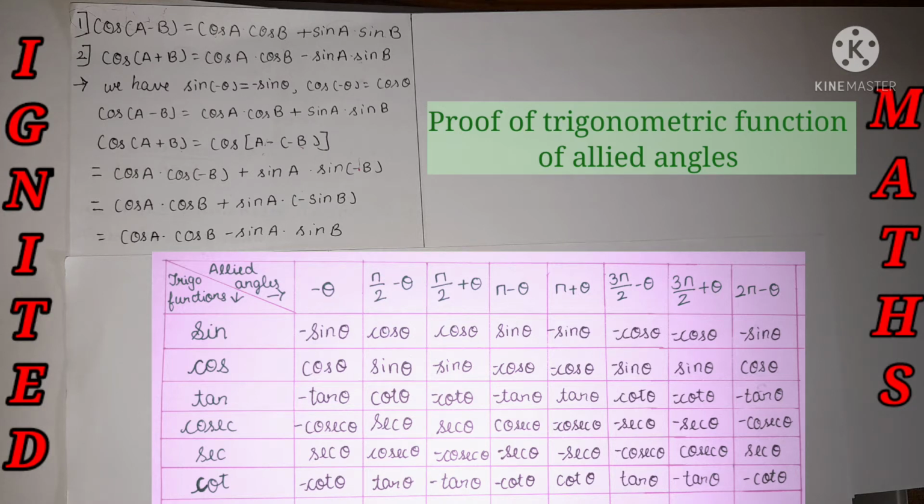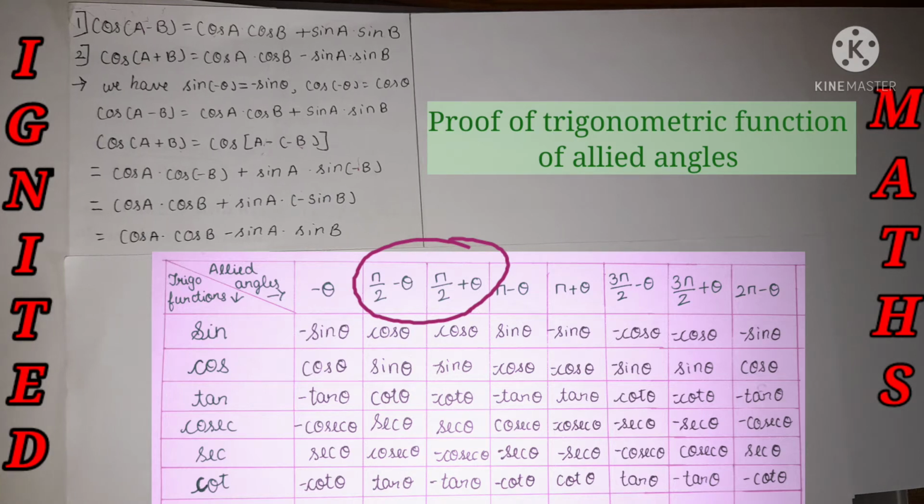It's nothing but 90 degrees. Yes, complementary angle is 90 degrees. So we are going to prove it. That is nothing but cos of pi by 2 minus theta and sin of pi by 2 minus theta. We are going to prove it.